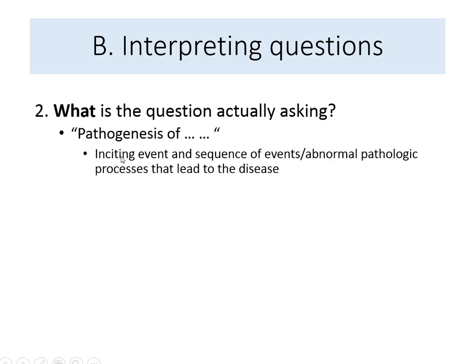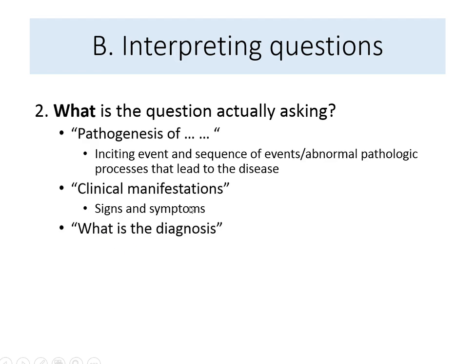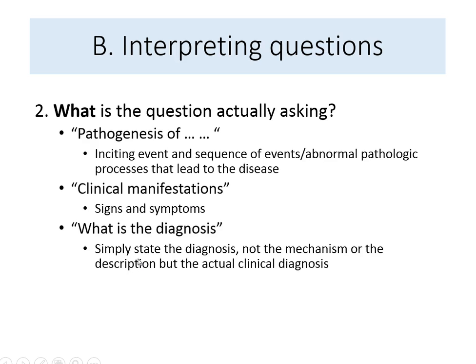Pathogenesis, for example, if we're asking you in a pathology question, what we want to know is the inciting event and the sequence of events or abnormal pathologic processes that then lead to the disease. Clinical manifestations, generally we're asking for signs and symptoms. What is the diagnosis? We want you to simply state the diagnosis. We don't want the mechanism or the pathologic process.